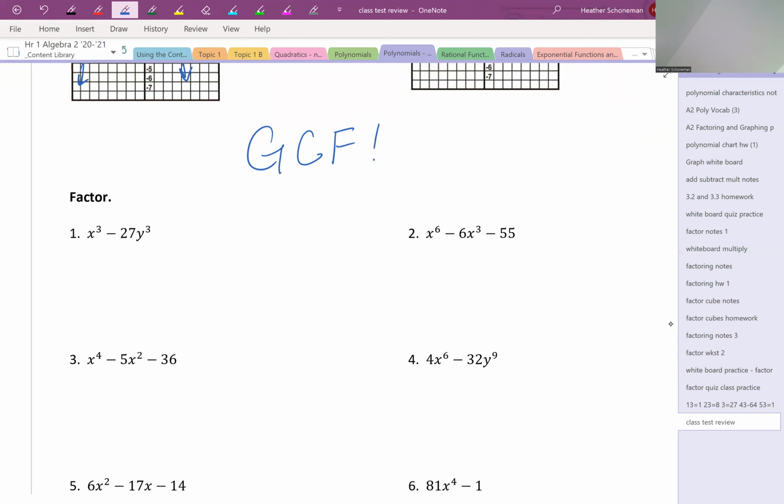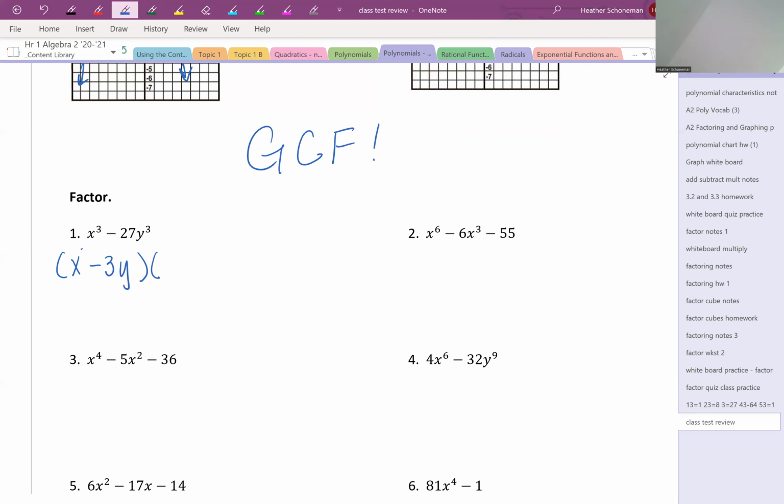So on number 1, I need to ask if it's a binomial or a trinomial. This one is a binomial. So now I need to decide if it's squares or cubes. This one is cubes because the exponents are all divisible by 3. If it was squares, the exponents would be divisible by 2. All right, so because it's cubes, we're going to go straight to our first parentheses. The cube root of x cubed is x. First sign matches. The cube root of 27 is 3, and the cube root of y cubed is y.